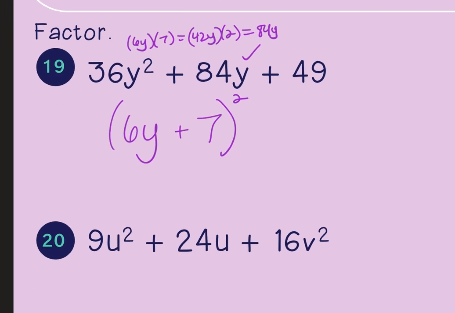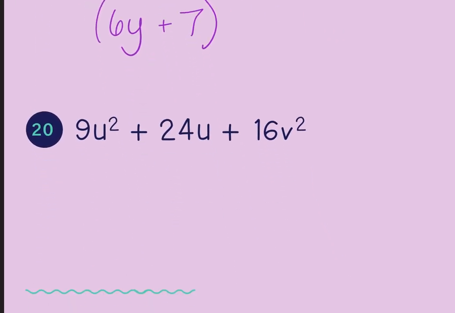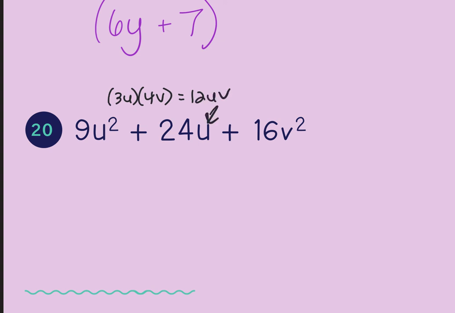But with the next one, since there's another variable at the end, would it work? So is the variable at the end still a perfect square? Yes. So at least that part's right. Now this would be 3u times 4v, that'd be uv, which is 12uv. Does that match the middle term? No, this would be prime.